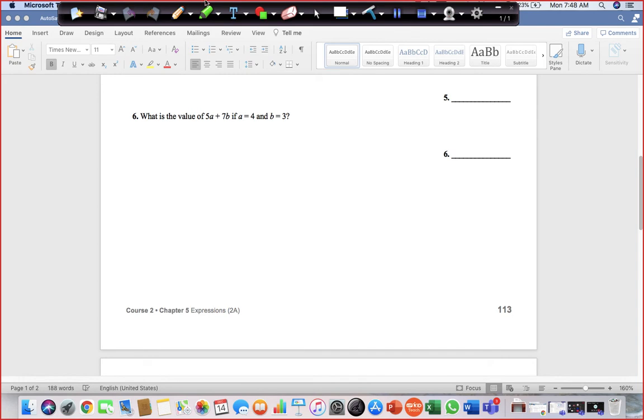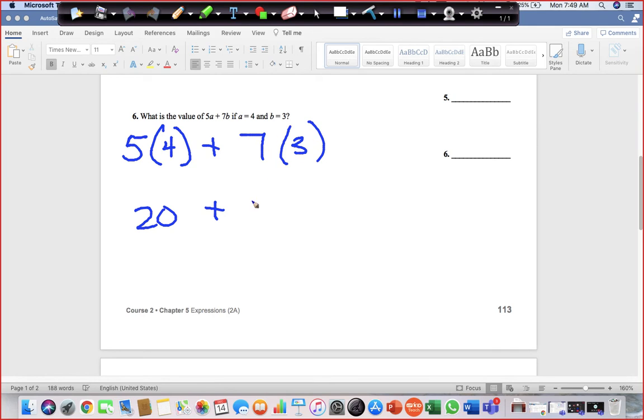Okay, so it says, what is the value? Remember, when we see that word value, we want to solve it, of 5a plus 7b. And it tells us what a is equal to and what b is equal to. So 5 times a, and a is 4, plus 7 times b, and b is 3. 5 times 4 is 20, and 7 times 3 is 21. So 20 plus 21 gives us 41.